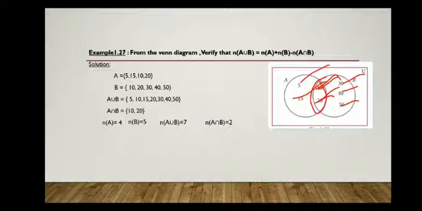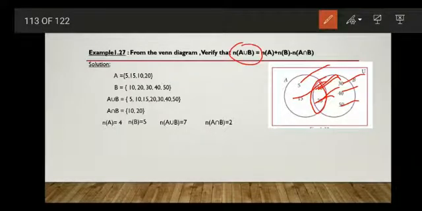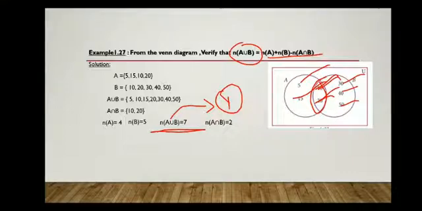Now we have the LHS, n of A union B. We found n of A union B is equal to 7. Take this as equation 1. Now take the RHS, n of A plus n of B minus n of A intersection B.